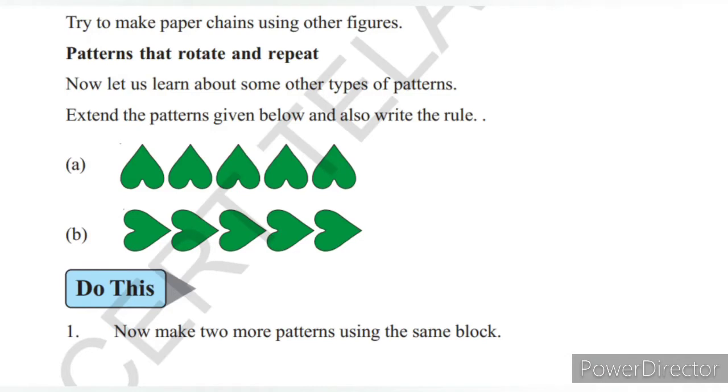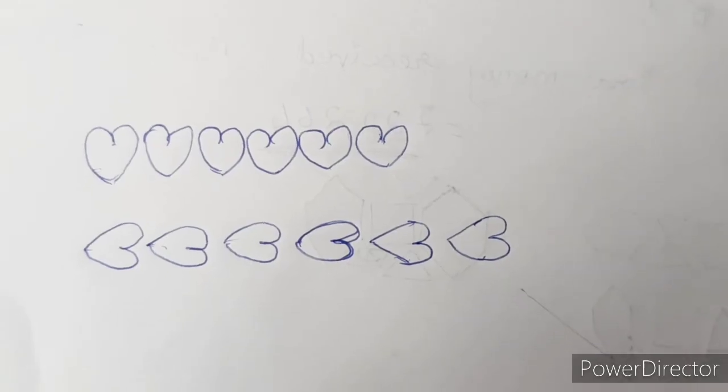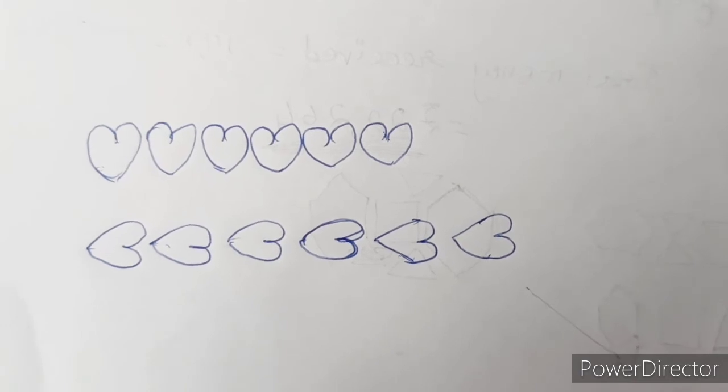Patterns that rotate and repeat. Now let us learn about some other types of patterns. Extend the patterns given below and also write the rule. In A, the leaf shape is repeated continuously. B is also the same, it is repeated continuously. Now make 2 more patterns using the same block. So you can draw 2 more patterns like this.